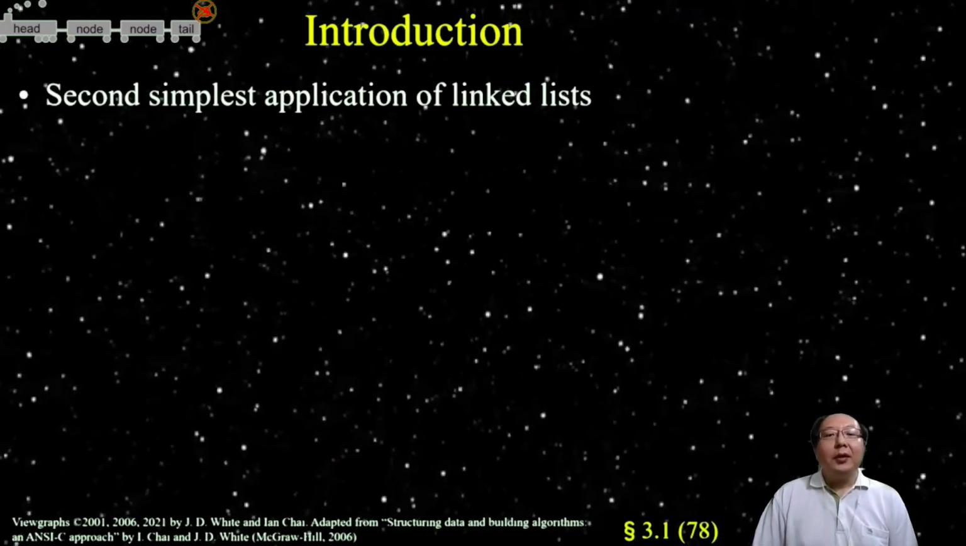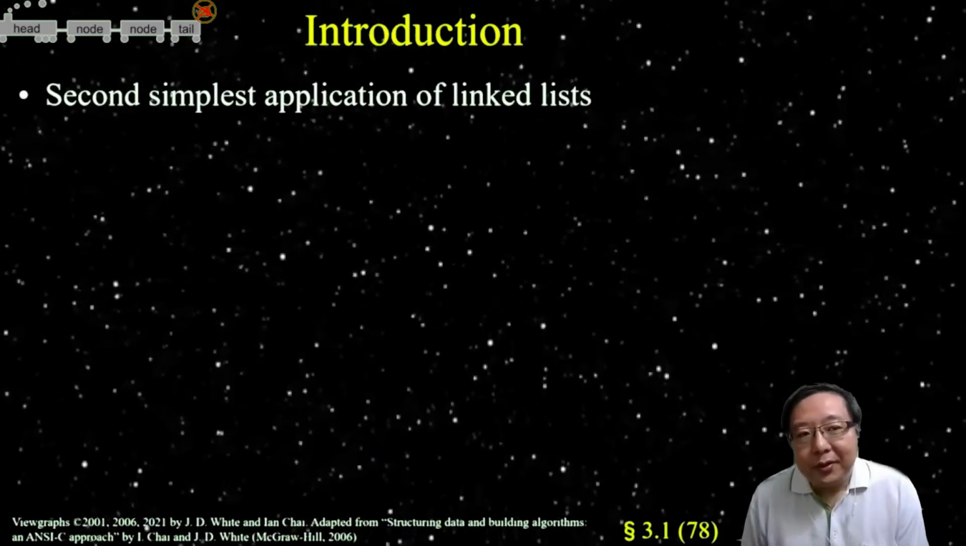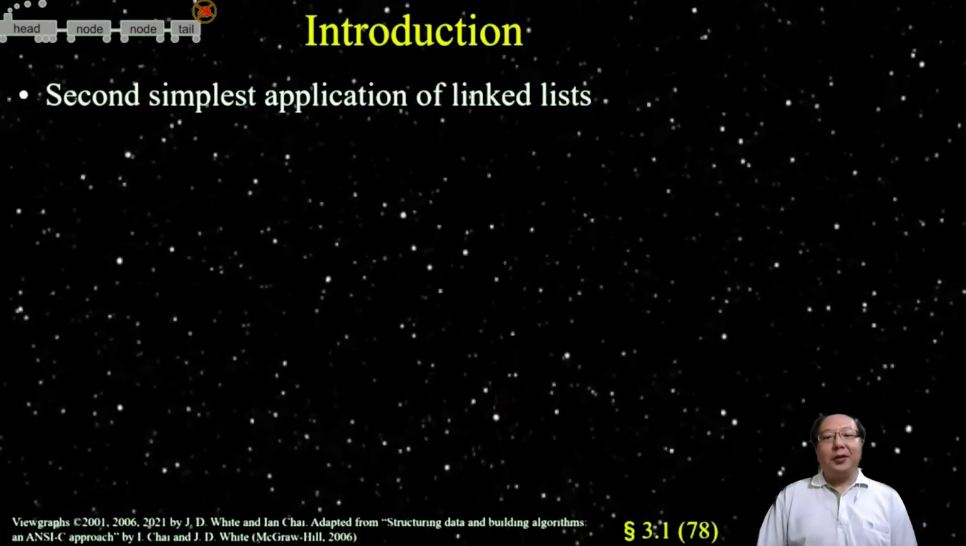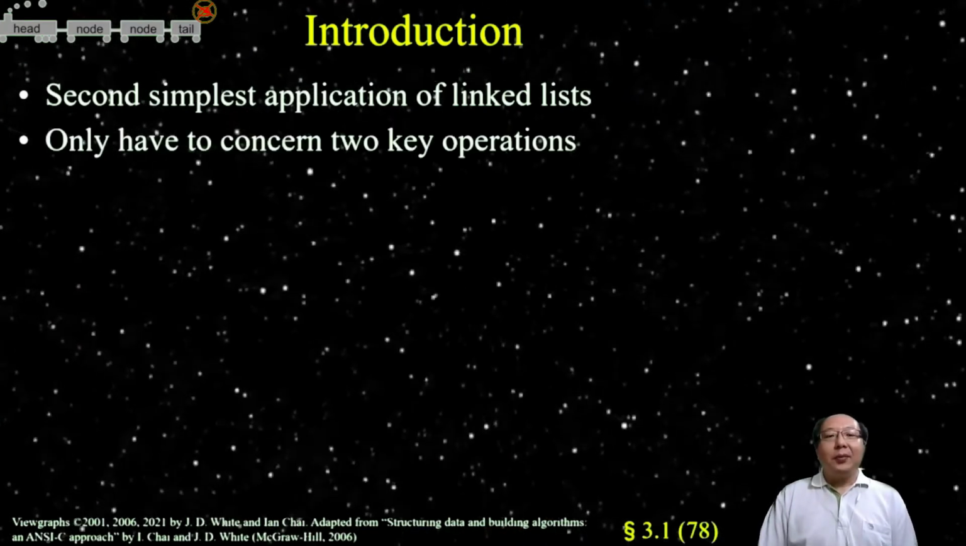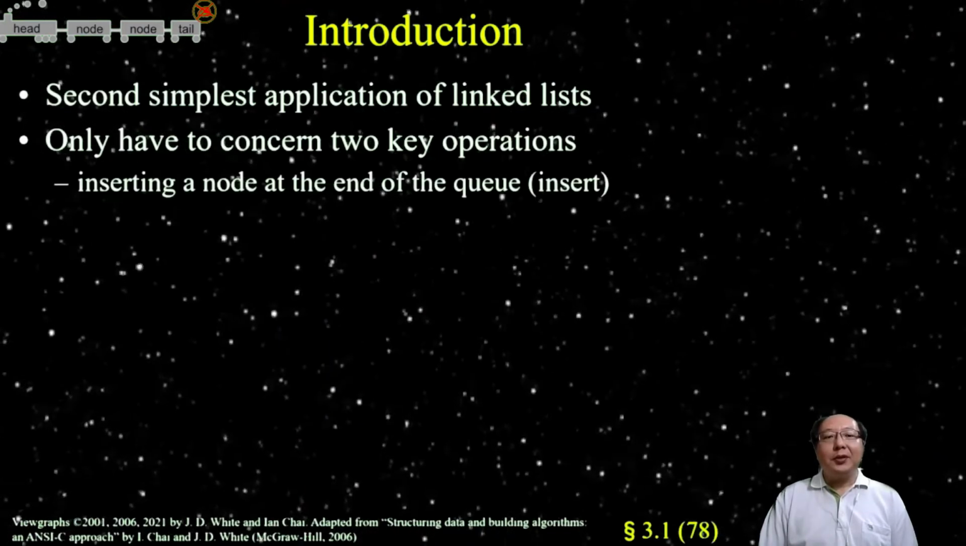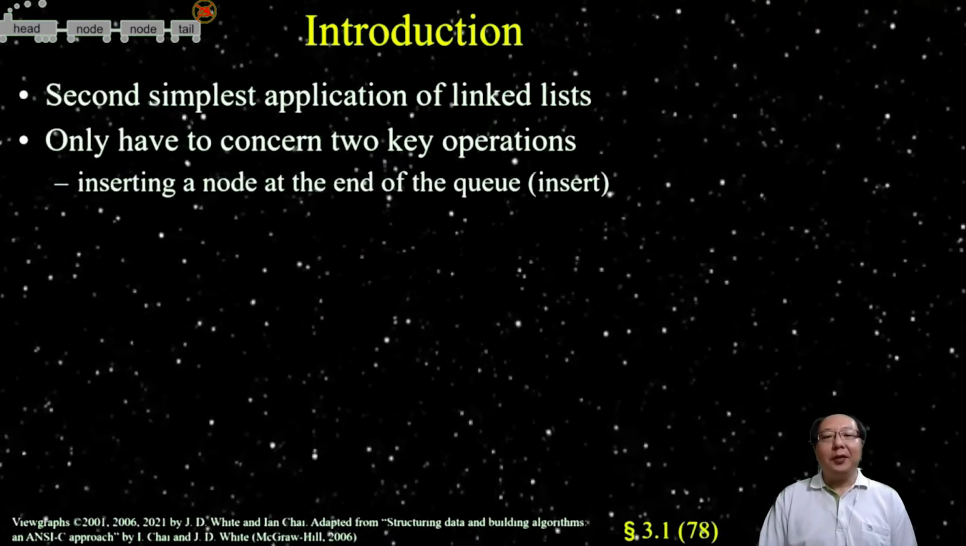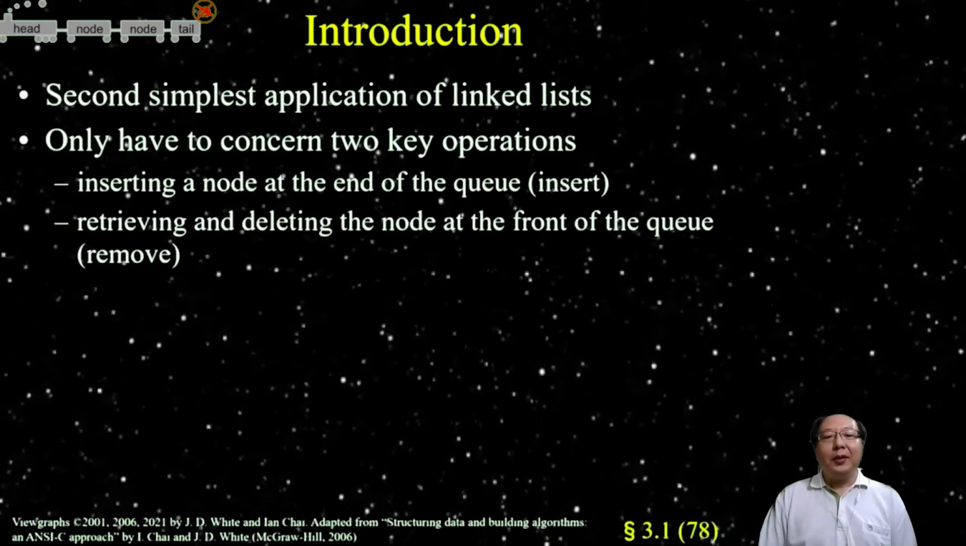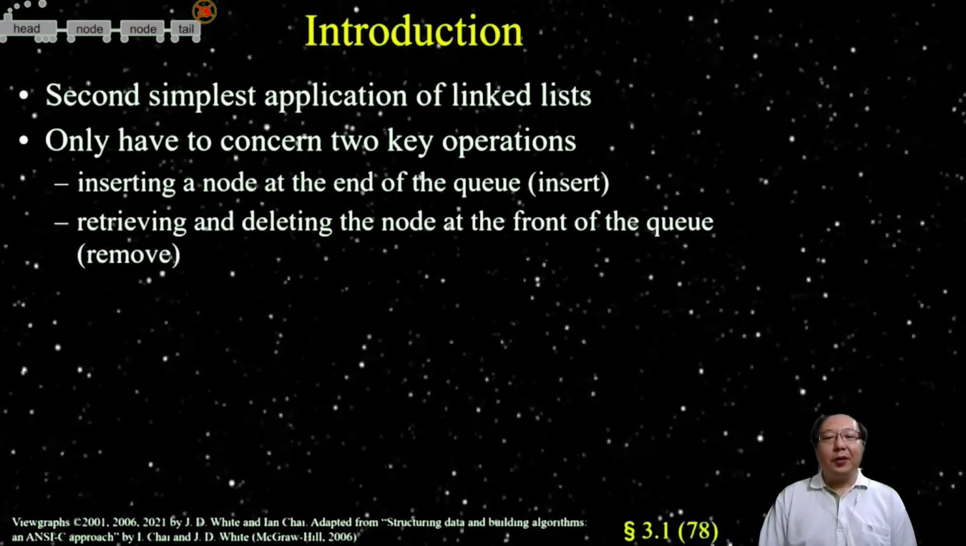Okay, the queue is essentially the second simplest application of linked lists. We only have to be concerned with two key operations, which are inserting a node at the end of the queue and removing and deleting the node from the front of the queue.